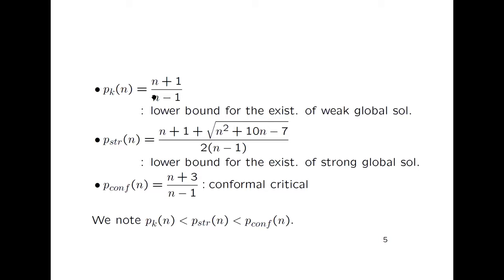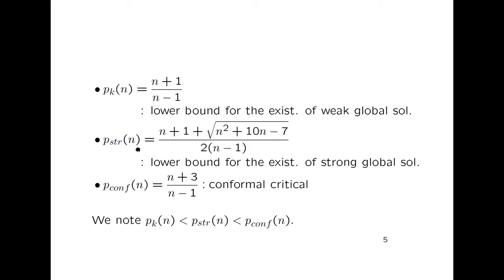That means that if p is less than or equal to this number, then we cannot expect the existence of even a weak global solution. So p must always be strictly greater than this number. This is a basic assumption. For example, if n equals one, the spatial dimension one case, then it is just infinity, which means that we have no weak global solution.